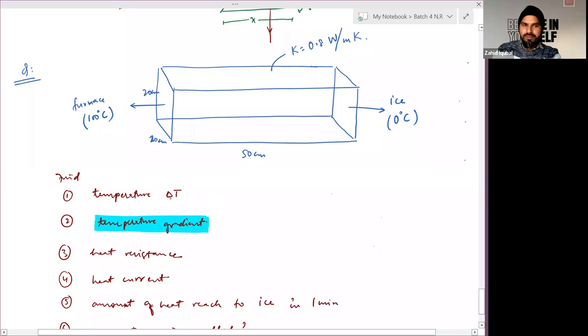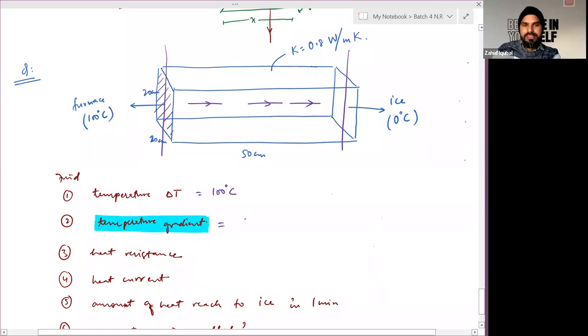Let me define the first part. Temperature difference is higher temperature minus lower temperature, so it will be 100 minus 0, that is 100 degrees Celsius. Since we have connected across these two ends, current will flow across this. The dimension parallel to the flow of current is taken as length. So length will be 50 centimeter and area of cross section will be 20 into 20.